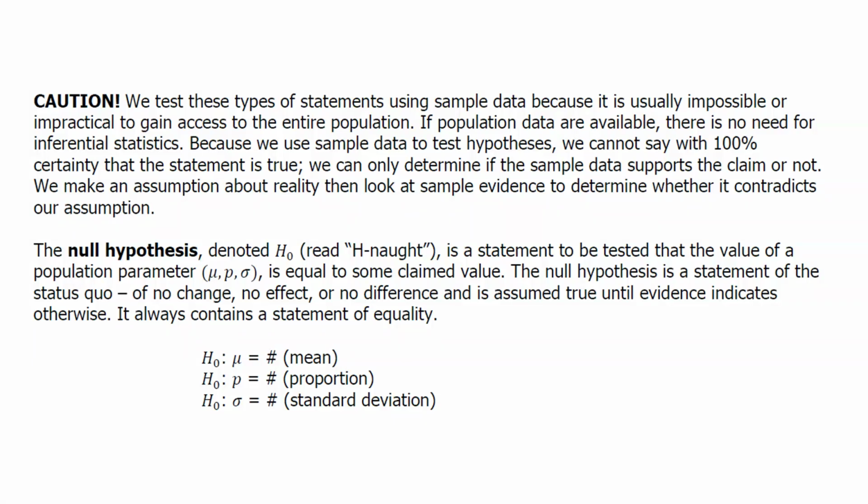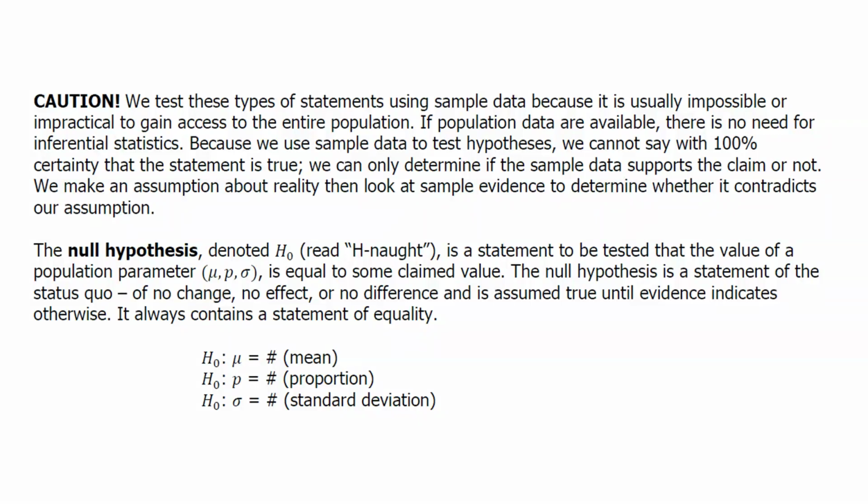We make an assumption about reality, then look at sample evidence to determine whether it contradicts our assumption. So that means we're making an educated guess based on incomplete information, the sample, not absolute statements based on complete information, which would be the population. So why does this matter? Well, since we're using a sample, not the whole population, there's always a chance our sample doesn't perfectly represent the population. This is why we can never be 100% certain. So we're working with probabilities, not certainties.